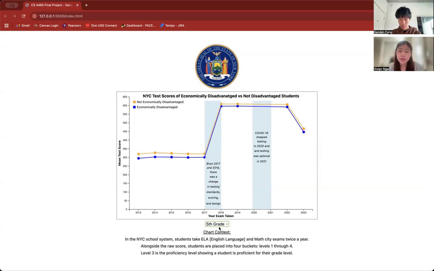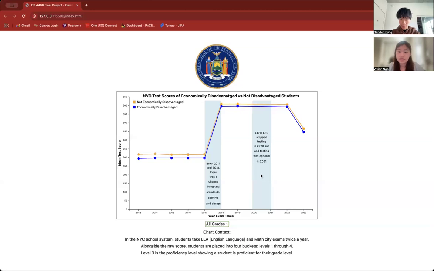Now, before we highlight some of the insights generated by the chart, it's important to understand the context of dates during the time range of the data. In 2018, the test was completely overhauled, leading to very different mean scores between before 2018 and after 2018. Additionally, there was no test administered in 2020 and optional testing in 2021 due to COVID-19.